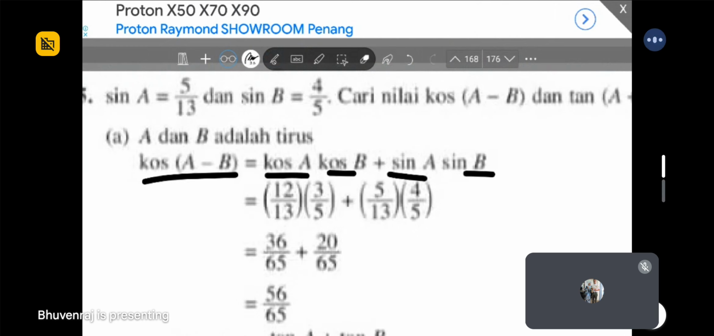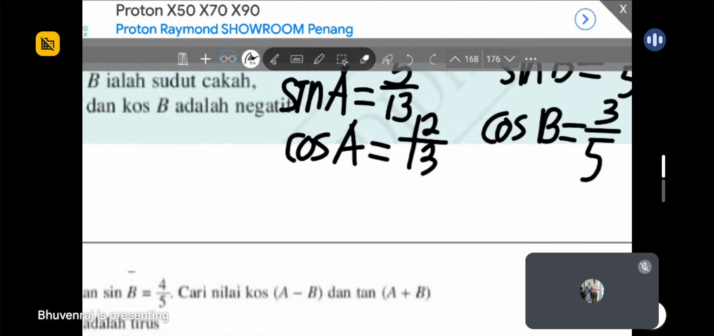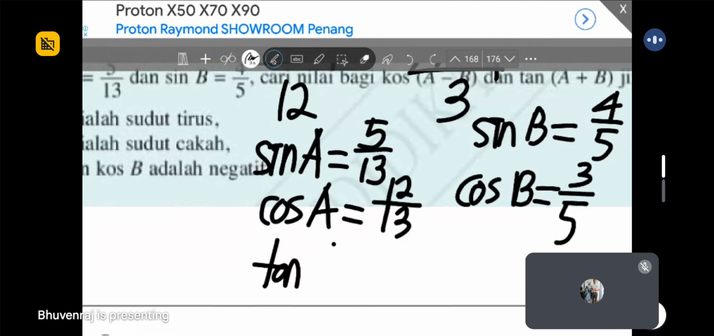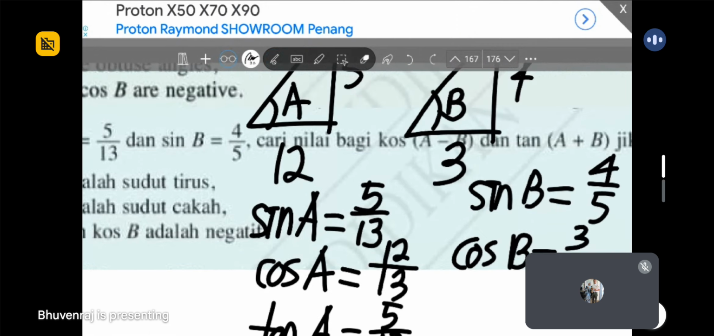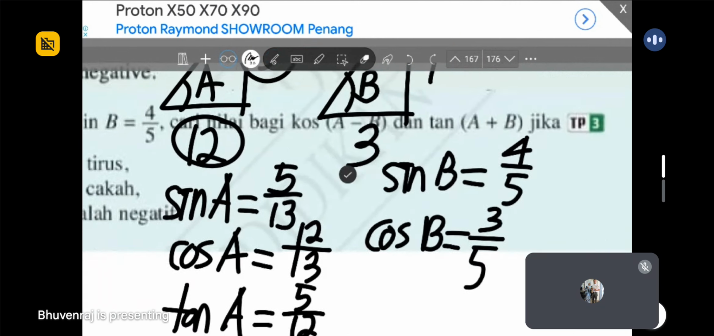Dapat jawapan. Okay, same concept. Just remember your formula. Ingat rumus penambahan. Remember the addition formula. Okay, so next one, tangent(A plus B). You can also find tangent from the triangle. Tangent A, you should get 5 over 12. Opposite, bertentangan, 5, bersebelahan, adjacent is 12.